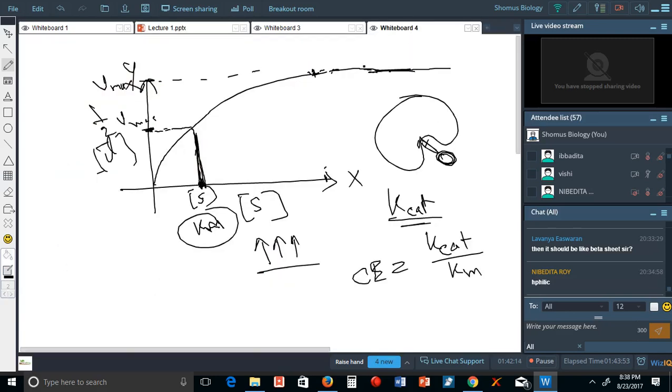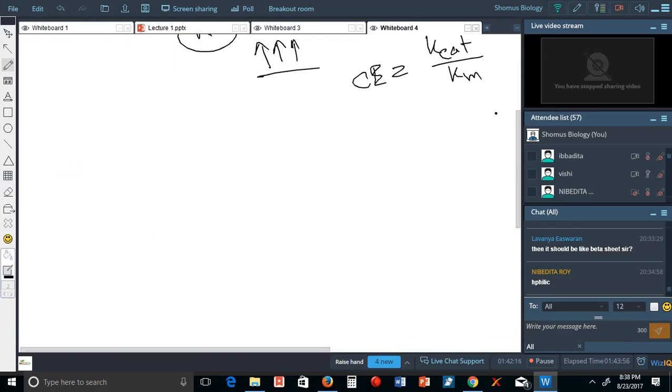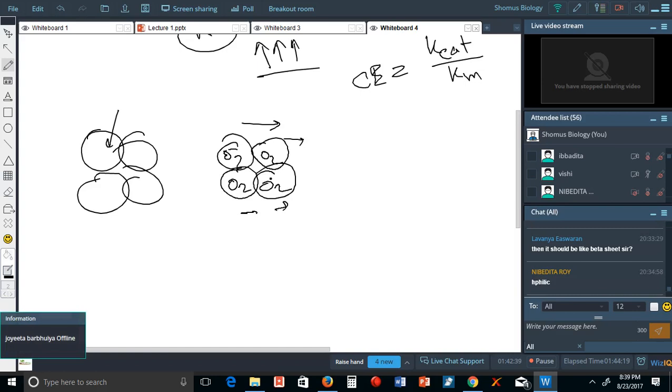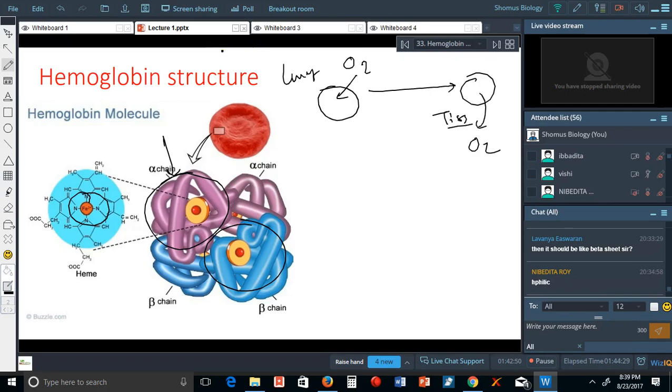That means among these 4 subunits, if I show you here, these are the 4 subunits. The first subunit binds with oxygen. That will increase the affinity of the second subunit to bind oxygen. That will further increase the third subunit's affinity, and that will even increase the fourth subunit's affinity to bind oxygen. So slowly the affinity towards oxygen increases once an oxygen molecule binds to one of the units, and that continues. Once the oxygen binding is properly done, this hemoglobin can carry the oxygen through the blood, as it is present inside the red blood cell.